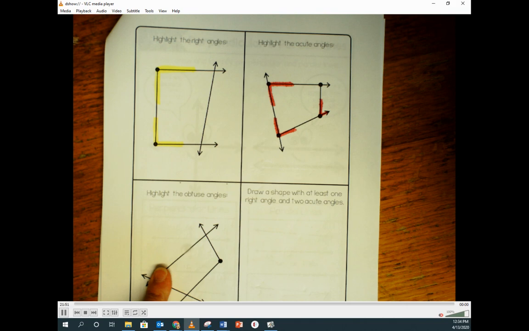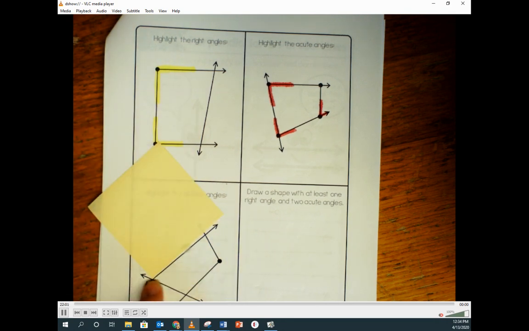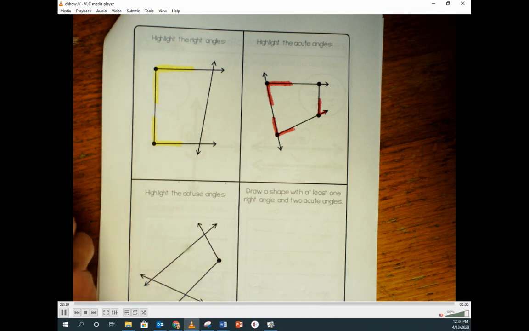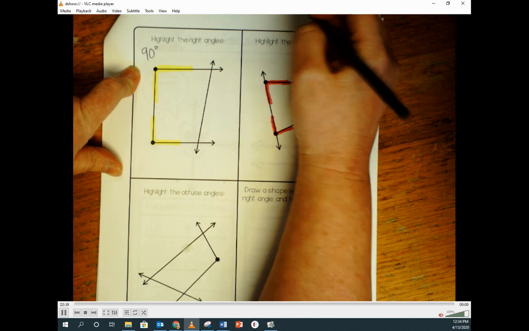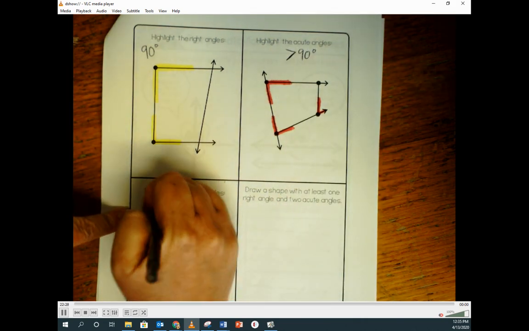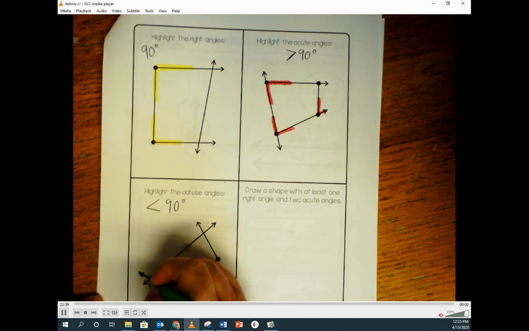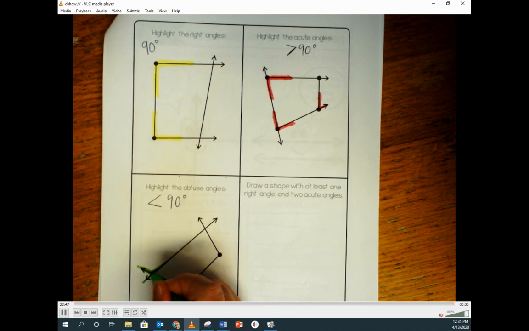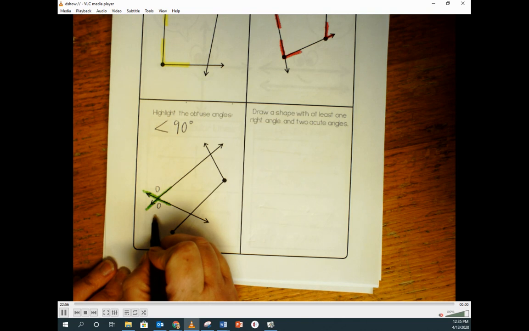For our third box, we're going to highlight the obtuse angles. So again, I could use a piece of paper. If I'm looking at this angle here, I can see that it is wider or greater than 90 degrees. So these are 90 degrees exactly, right angles. The acute angles are less than 90 degrees, and the obtuse angles are greater than 90 degrees. So that would be this angle. The angle that's opposite this one is the same. So these two angles are obtuse. These two angles are acute.